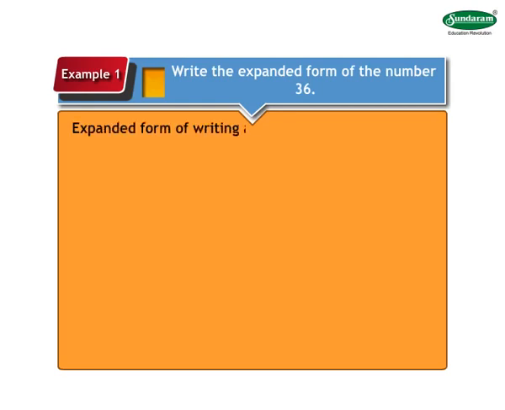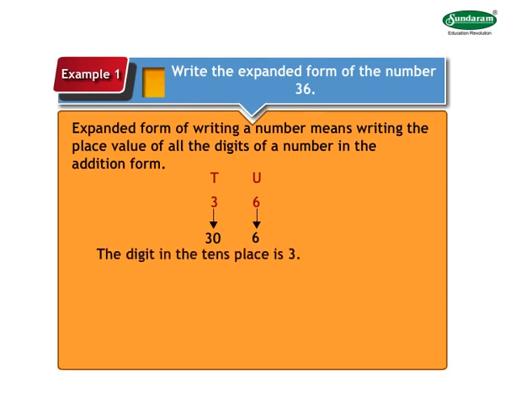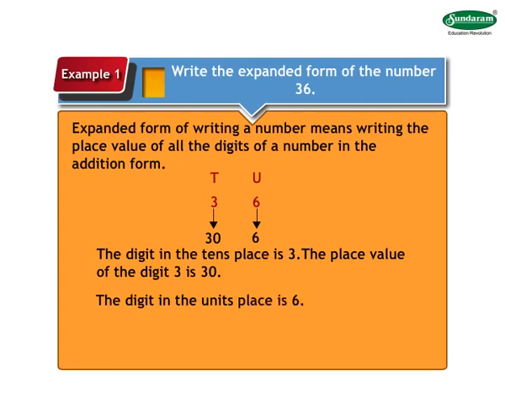Expanded form of writing a number means writing the place value of all the digits of a number in the addition form. In the number 36, as the digit in the tens place is 3, the place value of the digit 3 is 30. And as the digit in the units place is 6, the place value of the digit 6 is 6.